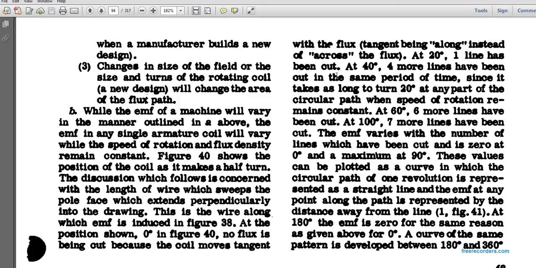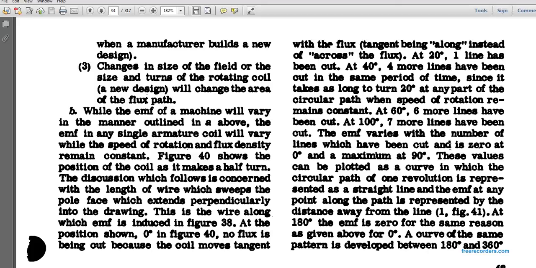Four more lines have been cut in the same period of time, since it takes a long time to turn 20% of the circular path when the speed of rotation remains constant. At 60 degrees, 6 more lines have been cut. At 100 degrees, 7 more lines have been cut, and the EMF varies with the number of lines which have been cut.